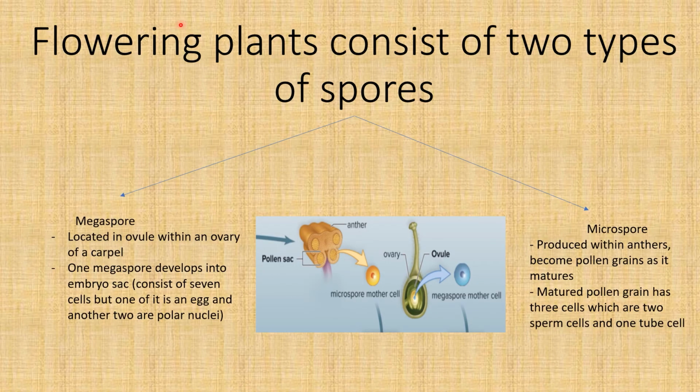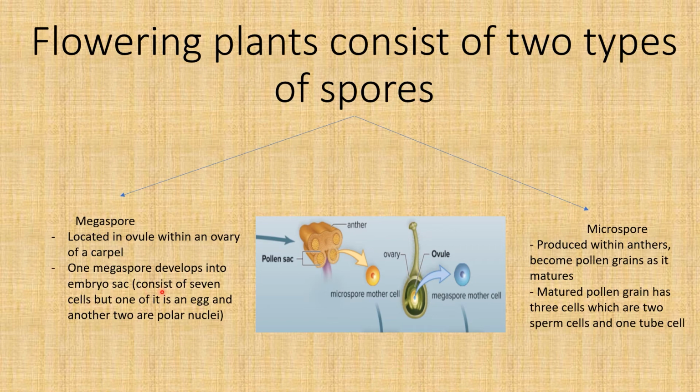See, the flowering plants consist of 2 types of spore, which are megaspore and microspore. This megaspore is located in the ovule within an ovary. If you see here, this is the carpel, right? So inside the carpel there is the ovule, ovary, style, and stigma. So here is where the megaspore is located. Here, this one. You see, okay?